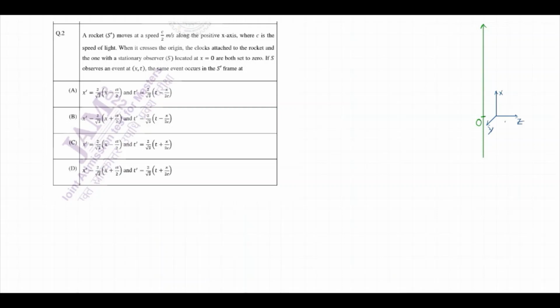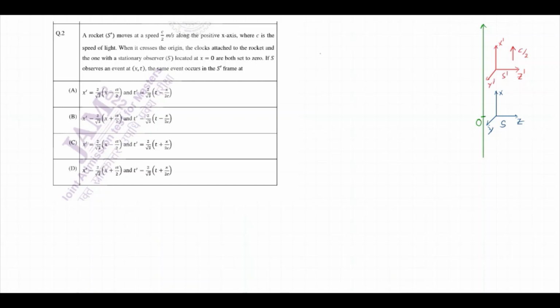This is the frame S, and a frame is attached to the rocket, and the rocket is moving parallel to the x-axis. So this is the frame attached to the rocket. This is the y prime axis, this is the z prime axis, this is the x prime axis. So this is frame S prime, and this frame is moving with a velocity c by 2. That's also given. This frame is moving with velocity c by 2.